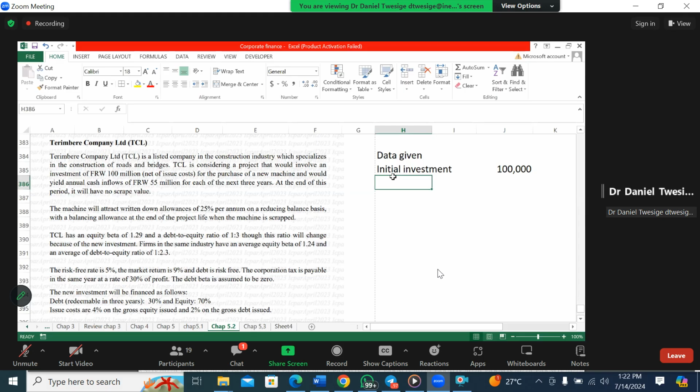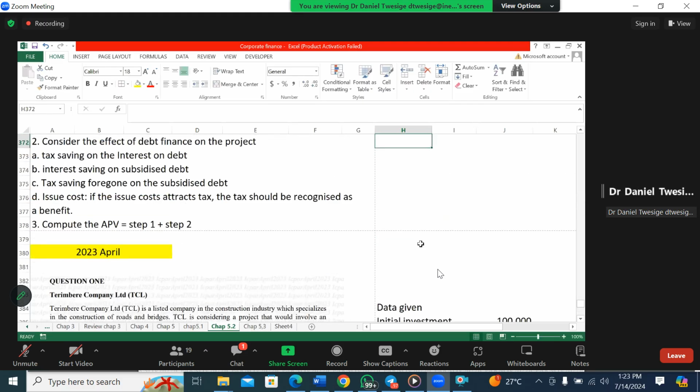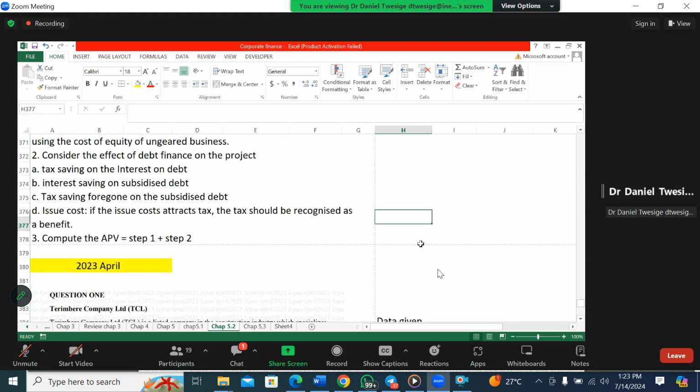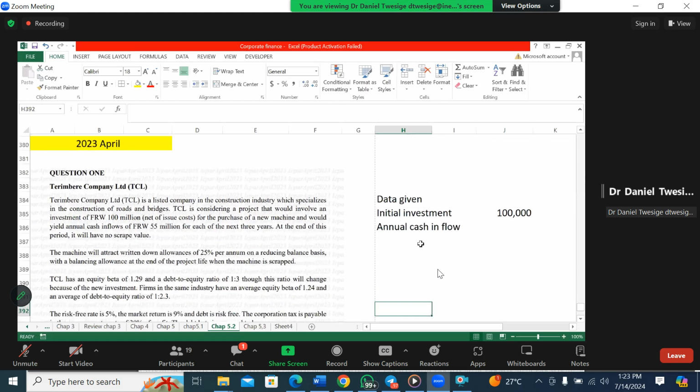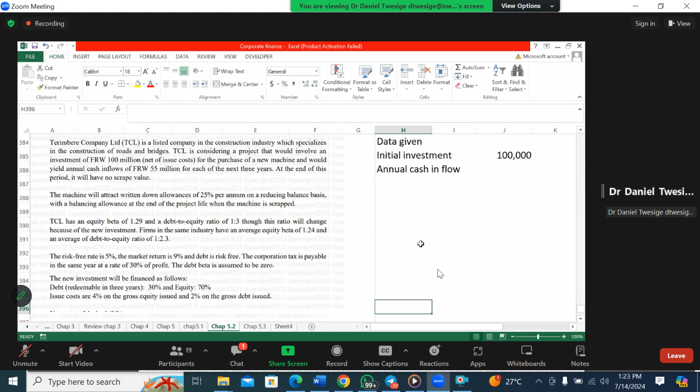And our annual cash inflow. This is 2023, I think, April. I don't know if I copied the right question. Annual cash flow is 55 million.